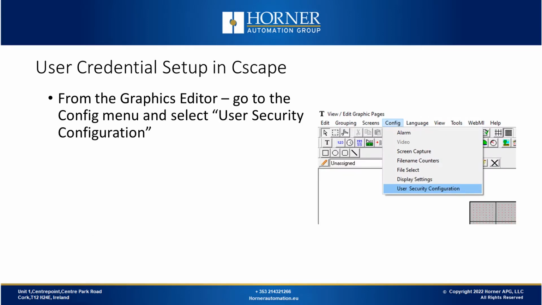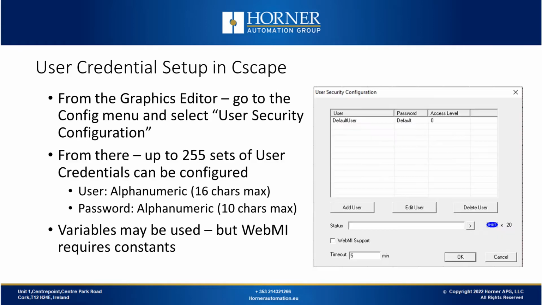Next, let's talk about user credentials. How do we assign the user an access level in Cscape? Again, from the graphics editor, this time you go to the config menu and select the option for user security configuration. Then a dialog appears that allows us to configure up to 255 sets of user credentials. Every user credential consists of a username, which is an alphanumeric field up to 16 characters long, and a password, which is an alphanumeric field up to 10 characters long. Alphanumeric means it can be numbers and letters, but not brackets, exclamation points, or other symbols.